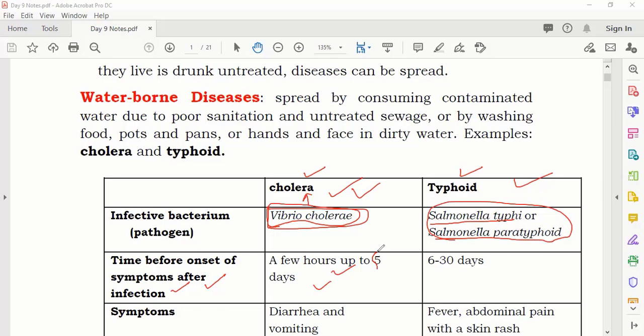Why 5 days? Because your immune system is fighting. If you are infected by cholera bacteria, first your immune system will fight it, and if your immune system is defeated by the bacteria, then the symptoms will start to appear. And for typhoid, they're saying it takes 6 to 30 days.